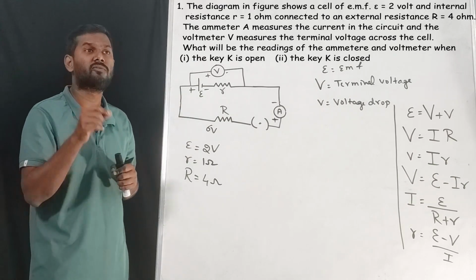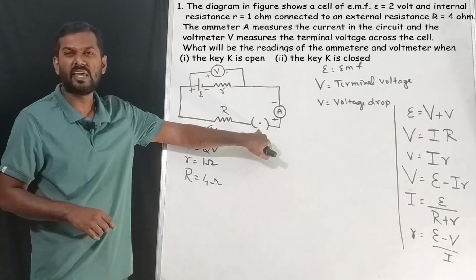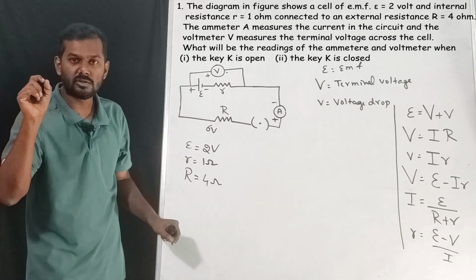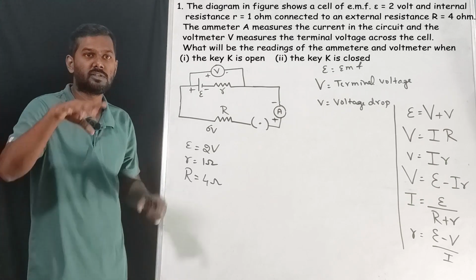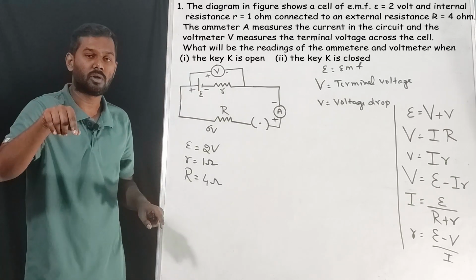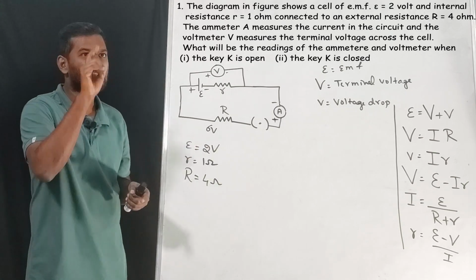What will be the readings of the ammeter and voltmeter when the key is open? This is the key. Key is nothing but a switch. When the switch is off, that is an open circuit. When we turn off the switch, there will be no current. That means open circuit. When we turn on the switch, that will be a closed circuit. That is the meaning of it.